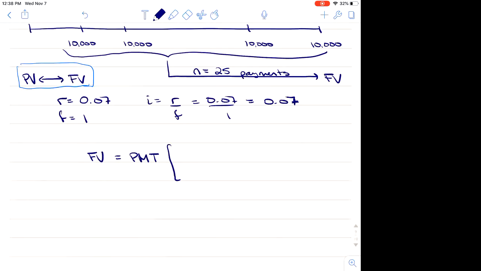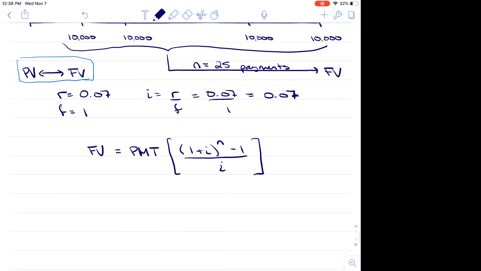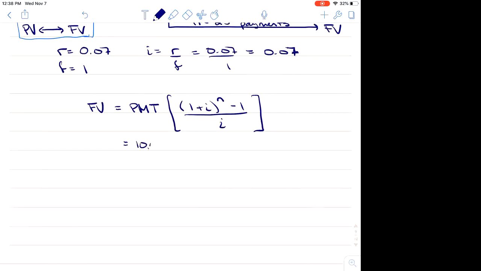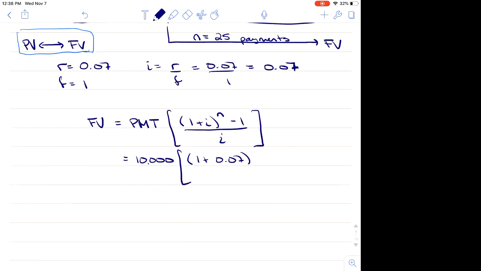Back to our calculation here, we've got the future value formula: the payment amount is 10,000 times 1 plus 0.07 to the power of n, which is 25 payments, minus 1, over 0.07. We've got to deal with our brackets inside our brackets. So 1.07 to the power of 25.